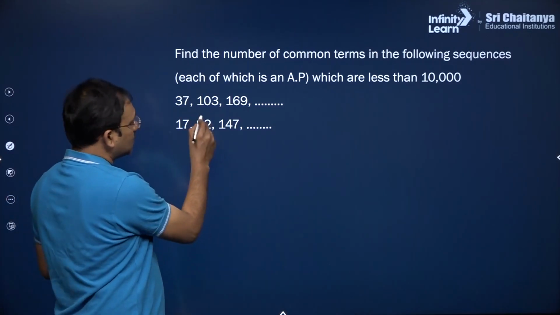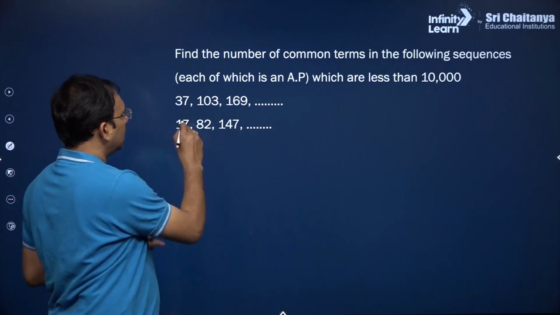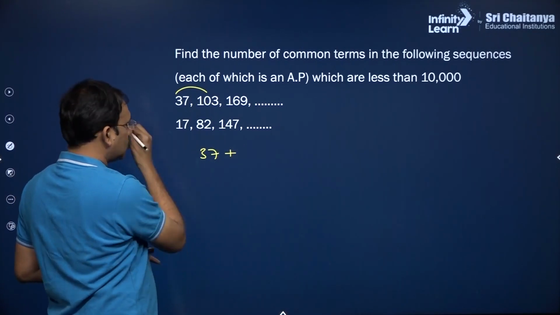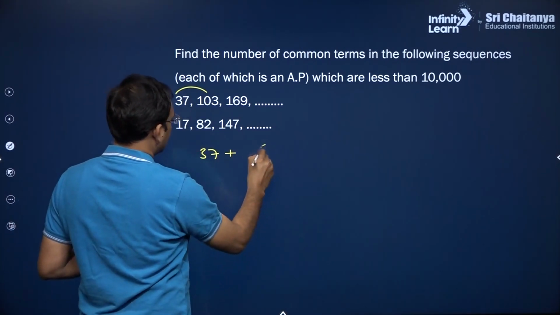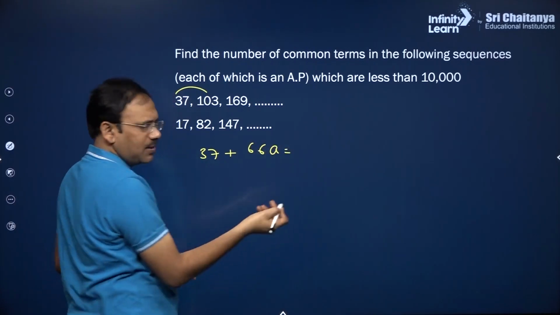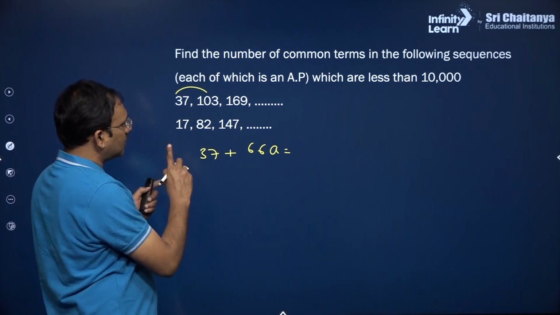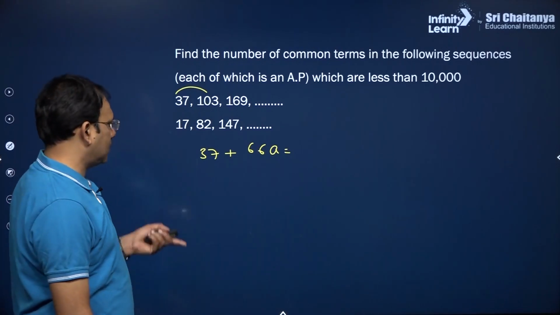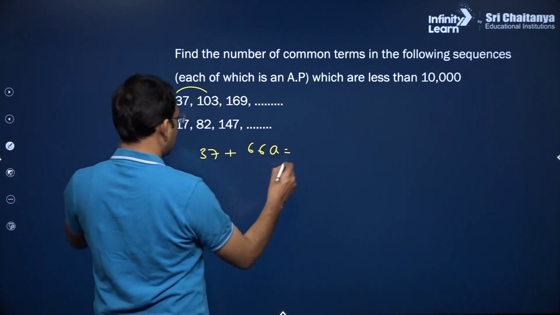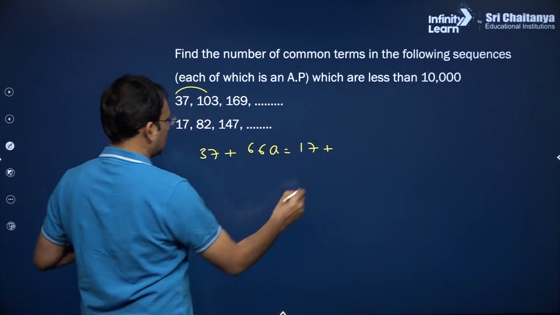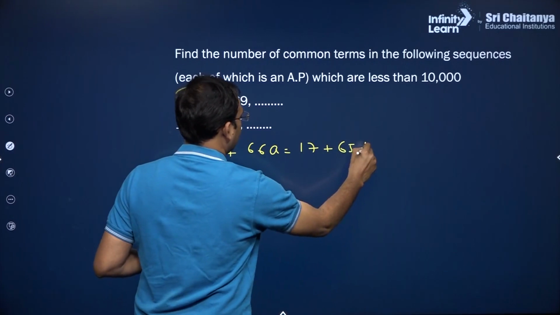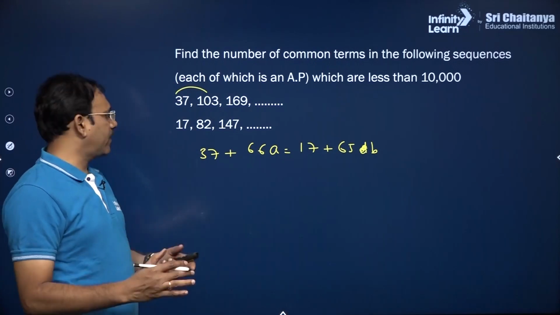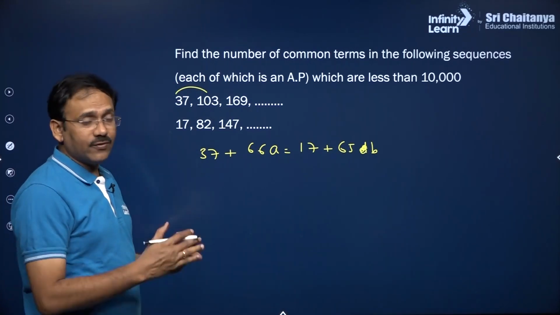Next, find the common terms in the following sequence. It's a familiar question, but the problem is it is difficult to find the first common term. You just write the general term: a plus n minus 1 into d, where d is the common difference, so the nth term will be 37 plus 66a, suppose in this way, equal to 17 plus 65b. The nth term will be in this format in both. For some values of a and b, these two must be the same. I am just trying to find the first common term.